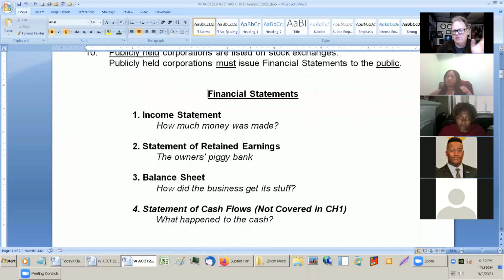And these are the financial statements. I'm just going to talk about them really quickly, and then I think we'll take a break, and we'll come back and actually do financial statements.